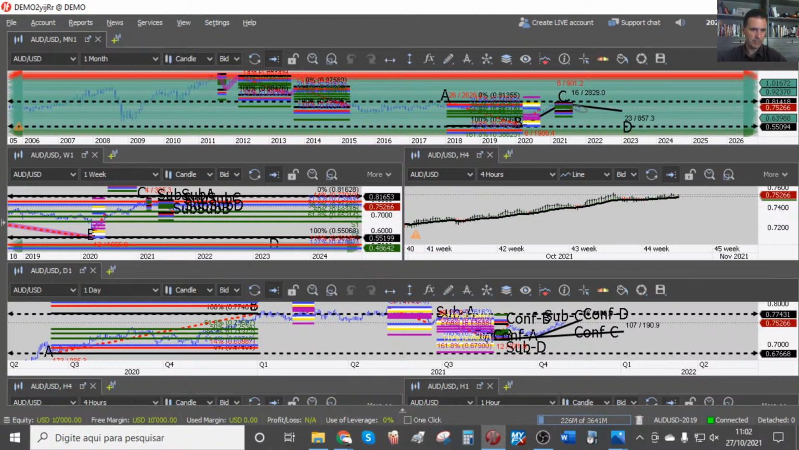So, trading Fibonacci numbers, how to adjust the confirmation Fibonacci in an uptrend.